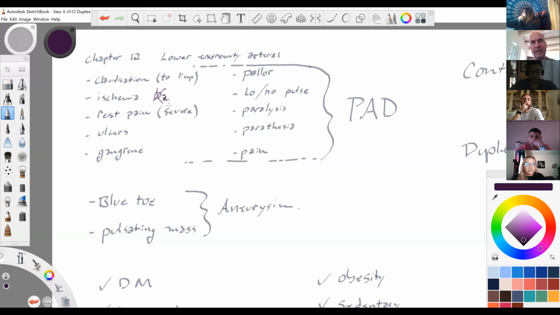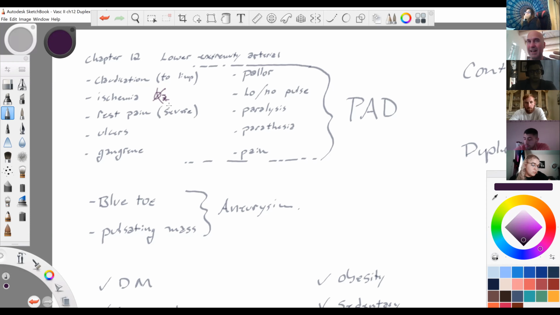Pallor: whiteness or paleness to the tissue because of a lack of blood. Low or no pulse. The doctor would be the one to know, I don't understand pulses, how people do it so well. Maybe I have insensitive fingers, but I never feel a pulse anyway. But if the doctor can't feel a dorsalis pedis pulse or a posterior tibial pulse around the ankle, that's an indication.